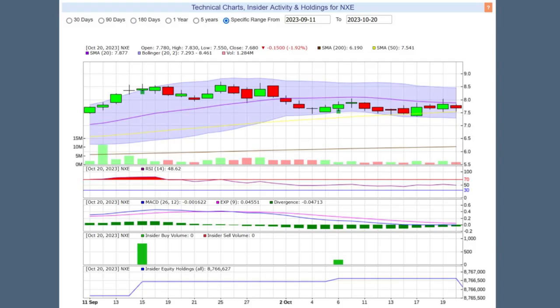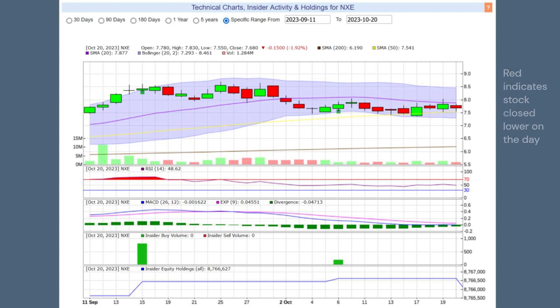In the Technical Charts, Insider Activity and Holdings section, we combine technical analysis with insider data. The large price chart shows the daily price history along with the high, low, and closing prices for each day. When the stock closed higher than the open, the daily range is green. The opposite is true for red.